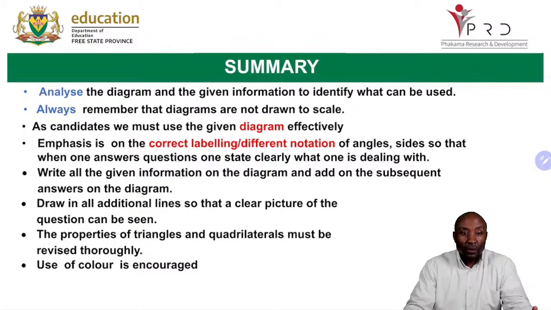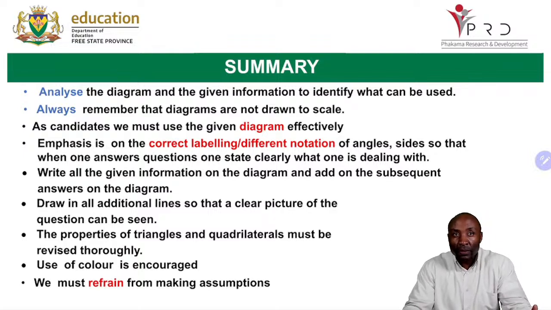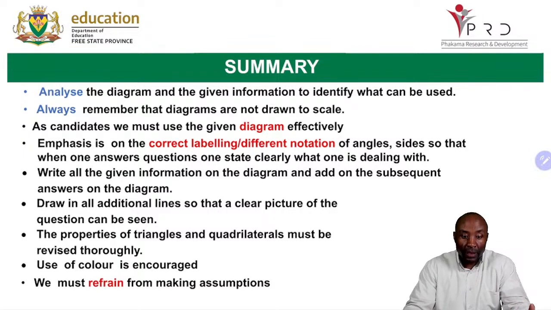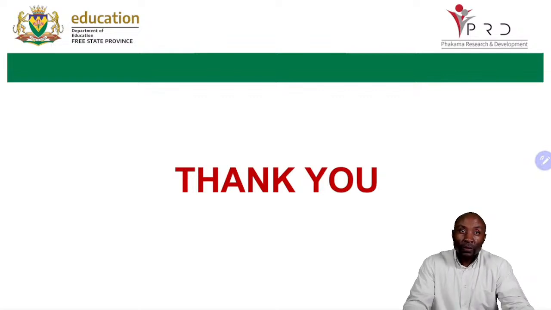Let's use color to help us visualize better, and we refrain from making assumptions. If it's not stated that it's a diameter, we can't assume. We can't assume it's a right angle. It has to be proven, or we have to see it or work it out to show that it's a right angle.